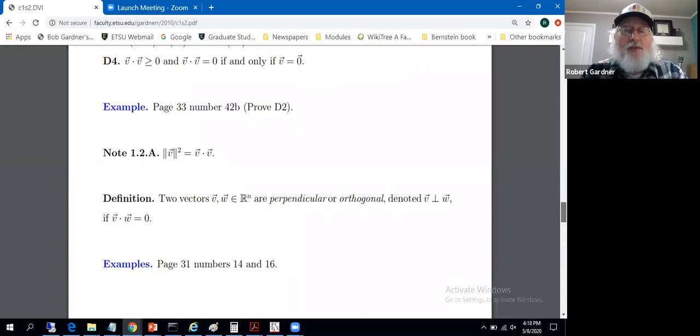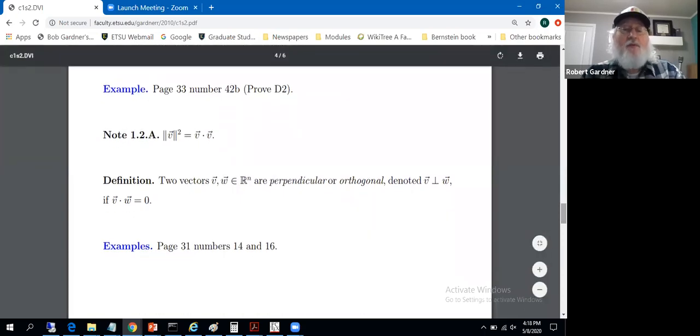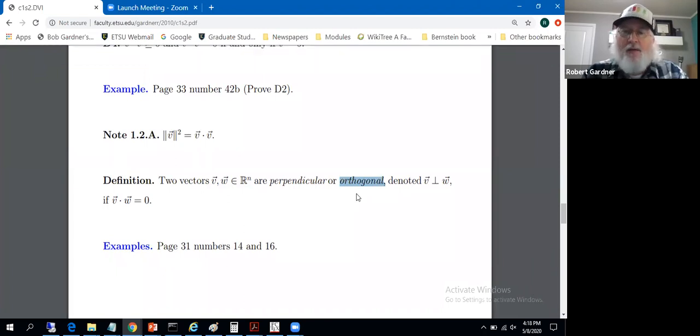Another super useful definition in the future is orthogonal vectors. Two vectors, v and w, in Rn are perpendicular or orthogonal. We'll use those two words interchangeably. If I got my wits about me, not entirely something I bet on, but I'll try to use the word orthogonal a little bit more.